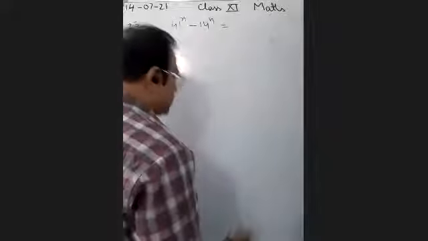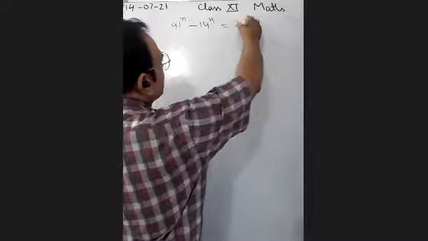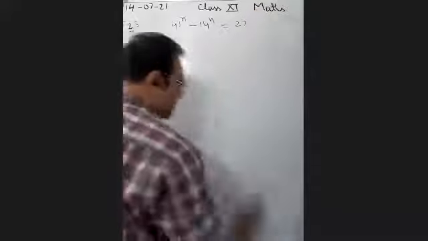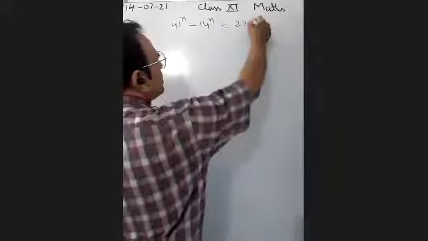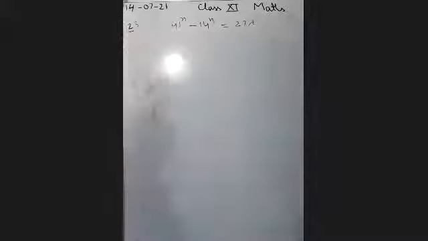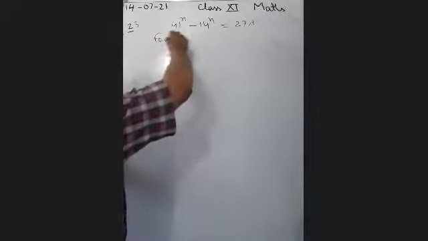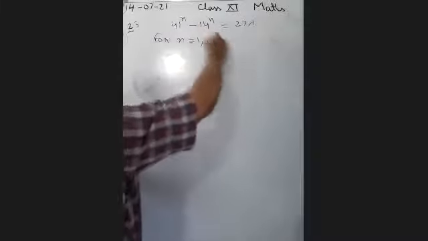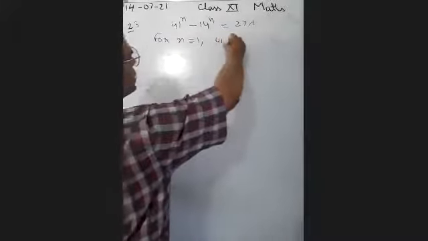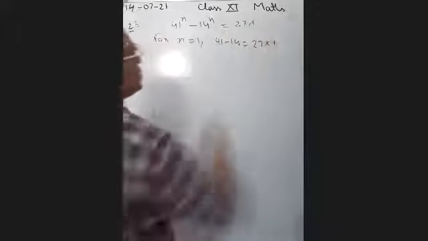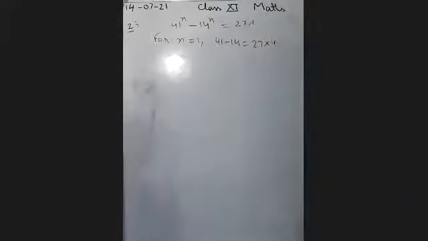If we have a multiple of 27, then it will be divisible by 27 also, okay? That means it must be in the form of 27 into lambda. There is no need to write the cross sign, so we can write here 27 lambda. First of all, we are checking for n equal to 1. For n equal to 1, if we put here 41 minus 14, it is equal to 27, that is 27 into 1. The value of lambda here is 1 only.